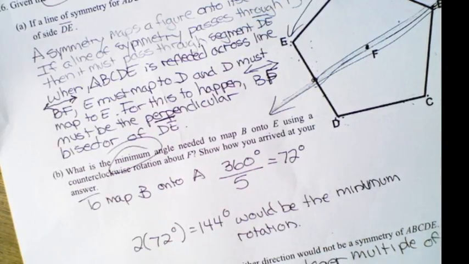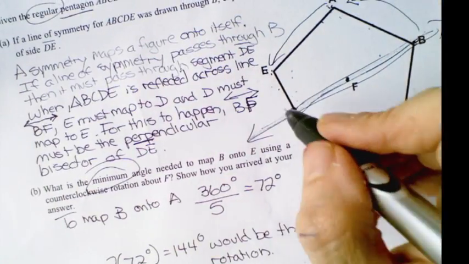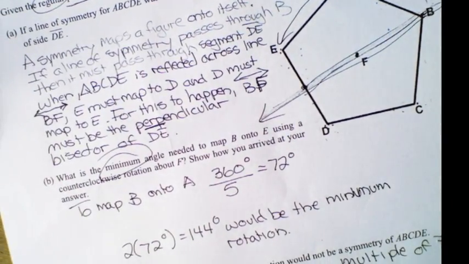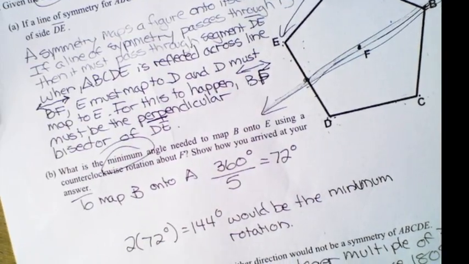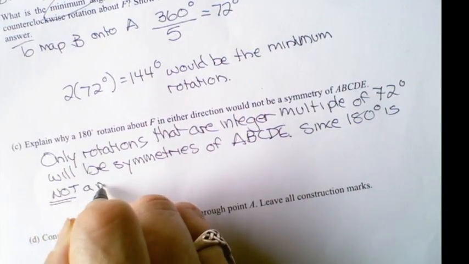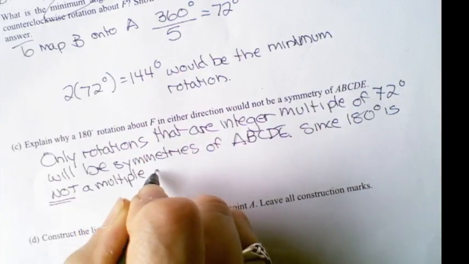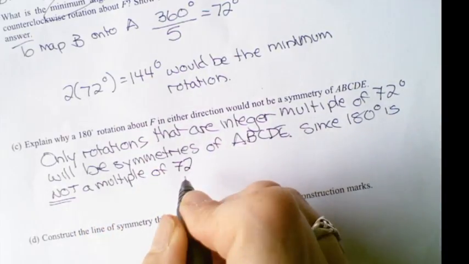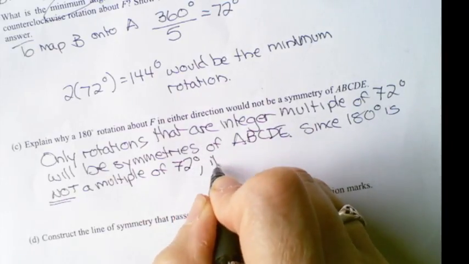Of 72 degrees. For every 72 degree turn will I have symmetry. Since 180 is not a multiple of 72, it will not be a symmetry.